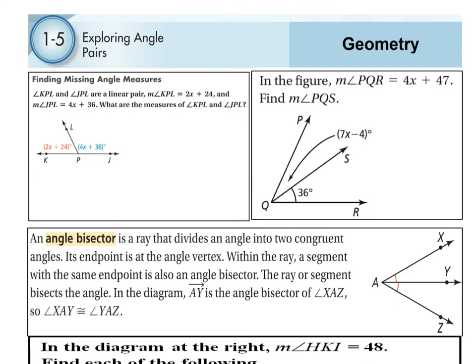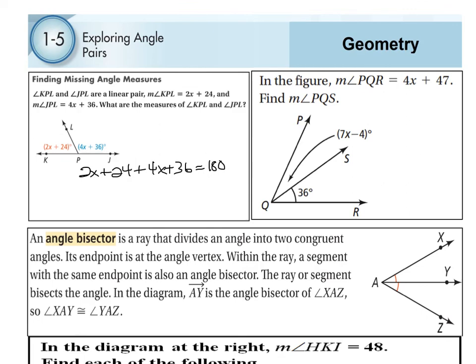Okay, last part of section 1.5 here. I want to go through one example. I'm going to set it up and then I'm going to have you complete it here. It says here, angle KPL and angle JPL are a linear pair. In other words, they form a line. If KPL is 2x plus 24 and JPL is 4x plus 36, what are the measures of those two angles? Well, if they form a linear pair, remember, they add up to be 180. So I'm going to set this up, 2x plus 24 plus 4x plus 36 equals 180 degrees. So in other words, left part plus right part equals 180.